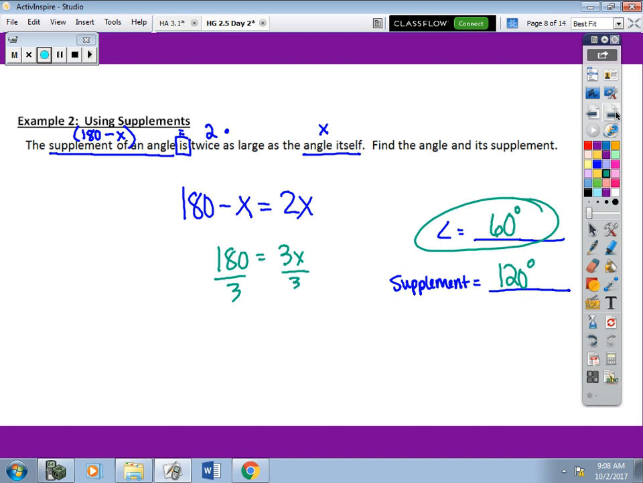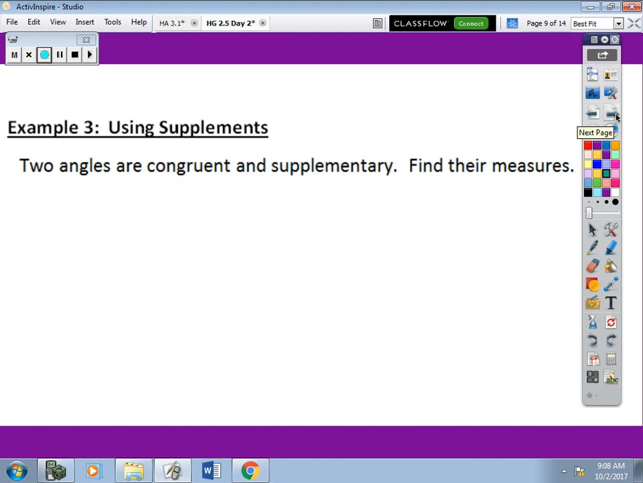On the back I have a little one that's phrased a little bit differently. Two angles are congruent and supplementary. So two angles are congruent, meaning they're the same number, and they're supplementary, which means they sum to 180. What would the measure of each angle have to be? Two numbers that are exactly the same, but when added together get me 180. 90 degrees.